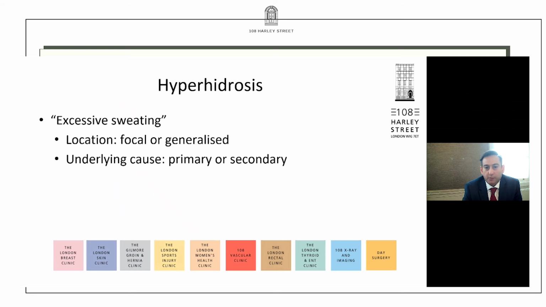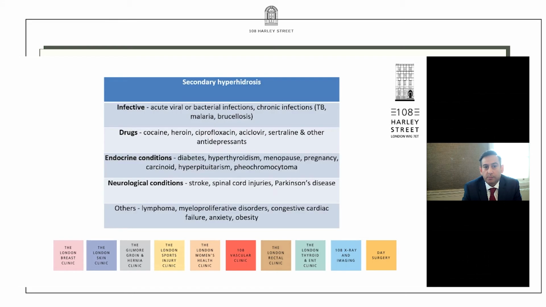My talk predominantly will be dealing with primary idiopathic focal hyperhidrosis, but it's important to consider the secondary causes of hyperhidrosis. I will briefly just go through them in this table. Essentially, it's important to rule out infective causes. It could be acute viral or bacterial infections, and especially chronic infections such as tuberculosis, malaria, and brucellosis.